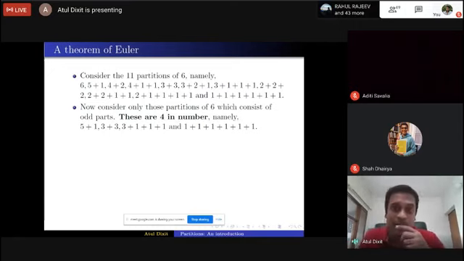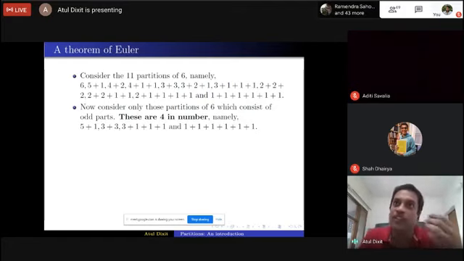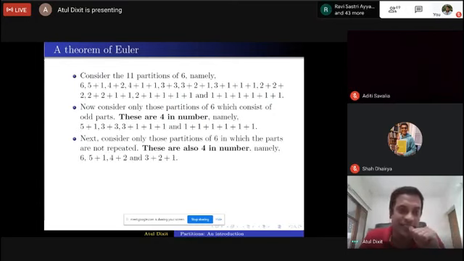Now I ask another question. Let me consider only those partitions of 6 in which the parts do not repeat. In other words, I want partitions of 6 into distinct parts. And these are also 4 in number: 6 itself, 5 plus 1, 4 plus 2, and 3 plus 2 plus 1. Everywhere else, we see that there are repetitions. Like 3 plus 3 does not qualify because there are two 3s. So these are also 4 in number.